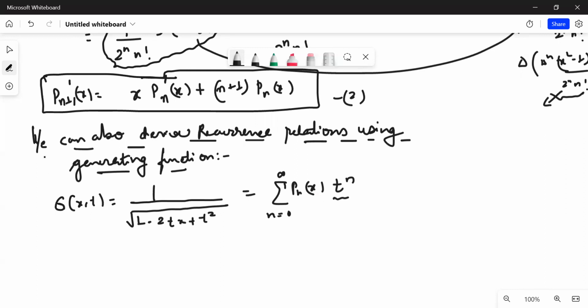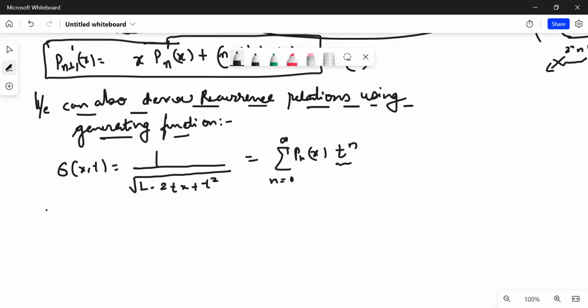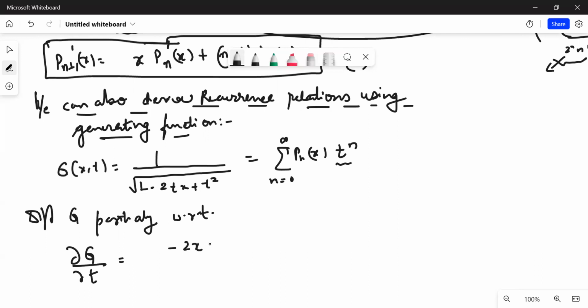So what one can do is differentiate this generating function g partially with respect to t. If I differentiate it partially with respect to t, that is del g upon del t, then this will be equivalent to writing minus 2x plus 2t, because this derivative and this entire thing would come here. So I'll write minus half also here. So this is 1 minus 2xt plus t square to the power minus half. This is by chain rule, and in the denominator you will get 1 minus 2xt plus t square.